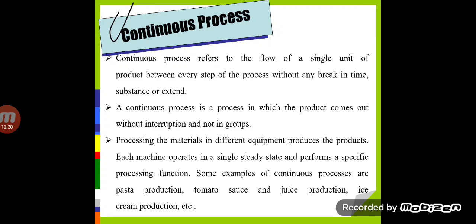Next point is continuous process. With its name we can easily understand the meaning of continuous process. The system where continuously, in a repetitive way, we are producing the product is called continuous process. For example, bread, ball pen, pencil, because the same type of product is produced in the same way, in a repetitive way, continuously in our organization. So this type of system is called continuous process.